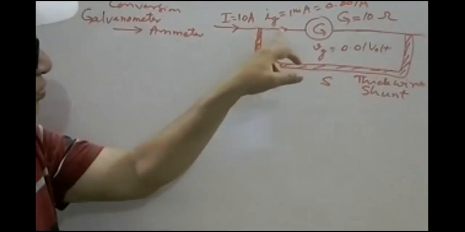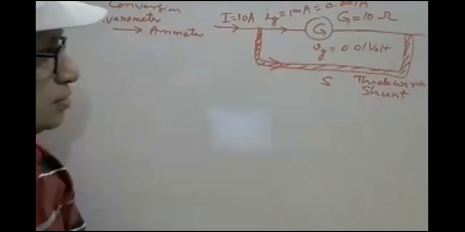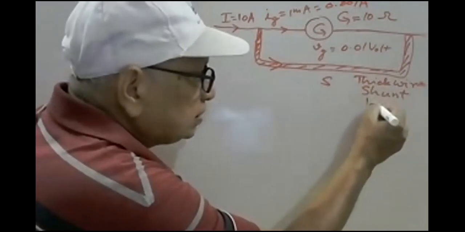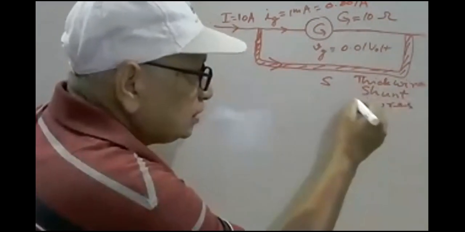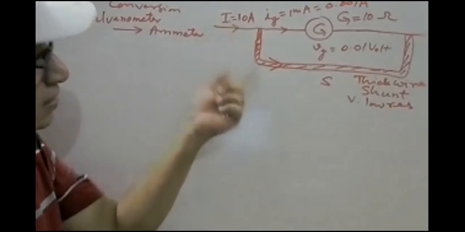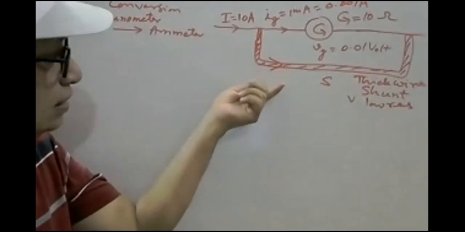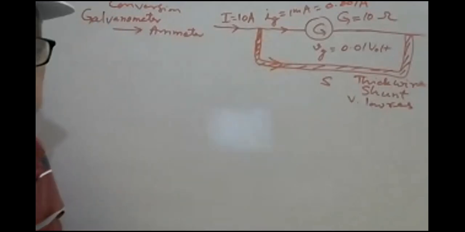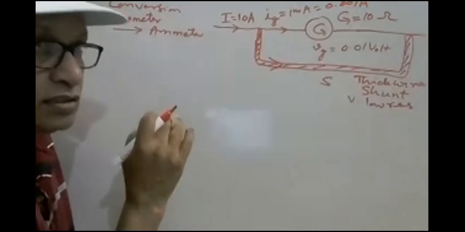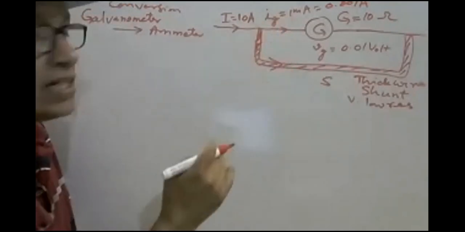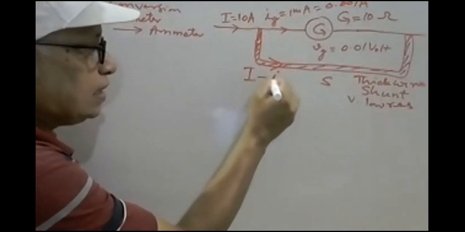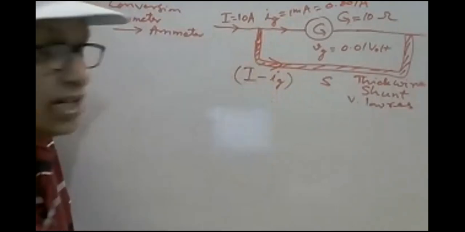So we have here a thick wire, a low resistance wire. Thick wire means very low resistance. So all the extra current must pass to the shunt and only 1 milliampere current is passing through the coil. It means here, suppose I is the main current which we are interested to measure, and Ig is the current flowing through the galvanometer. It means here I minus Ig is the current passing through the shunt.